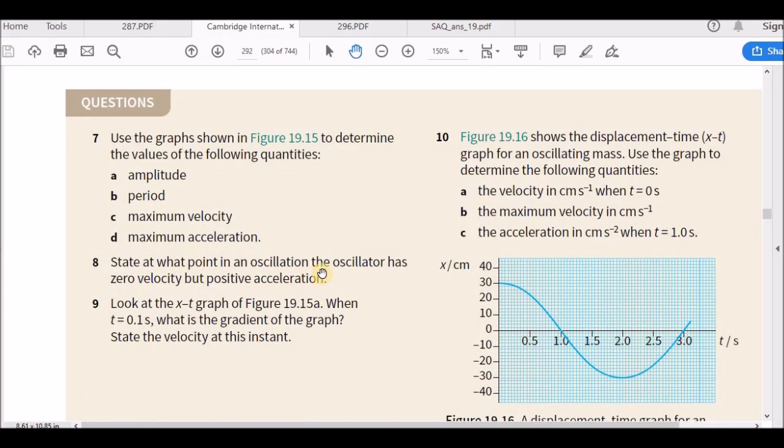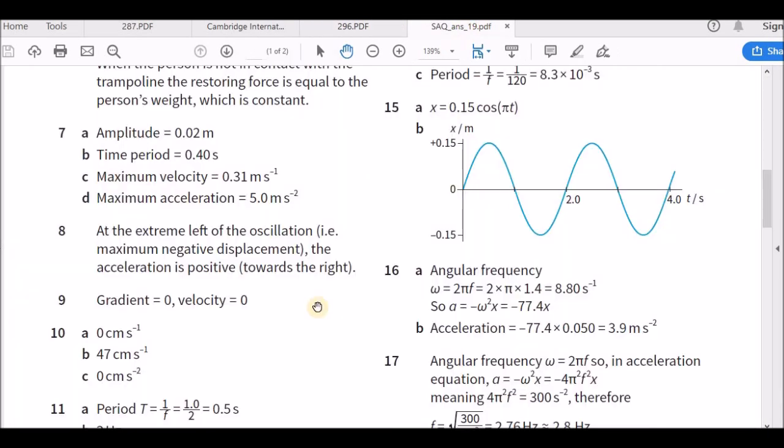State at what point in an oscillation the oscillator has zero velocity but positive acceleration. So that is at the extreme ends. Now positive acceleration means the acceleration should be to the right. Acceleration is always towards the rest position, so the object should be at the extreme end on the left side, because when it is on the left side, the acceleration is to the right. Always the displacement and acceleration are opposite in direction. So it has to be at the extreme left of the oscillation, that is maximum negative displacement. The acceleration is positive towards the right. Okay, I think it's clear.